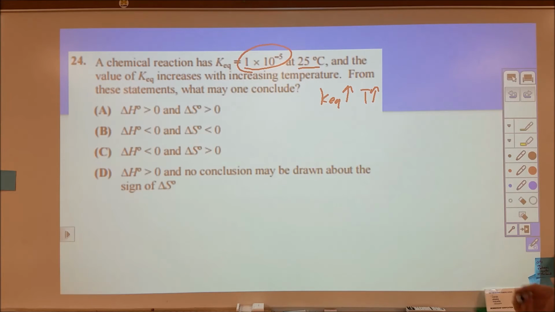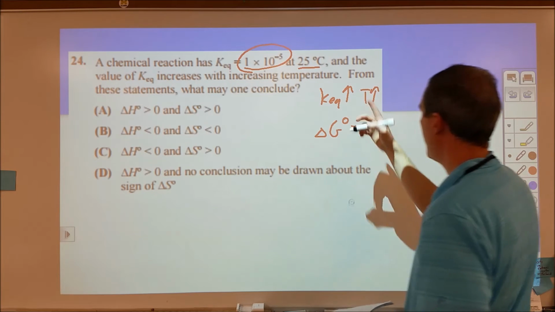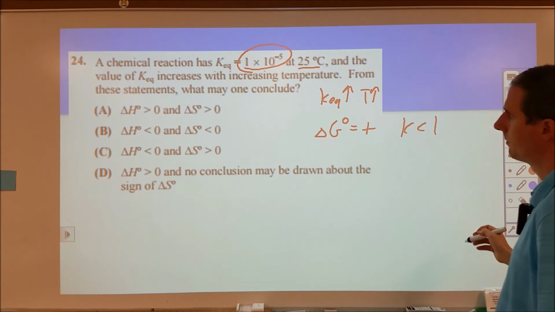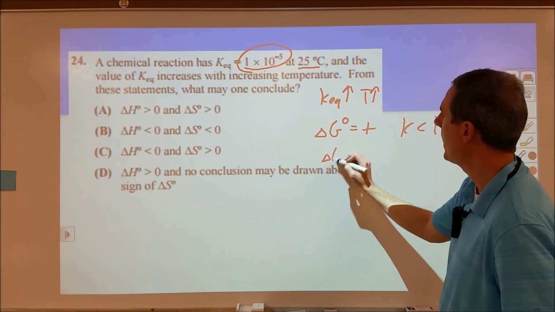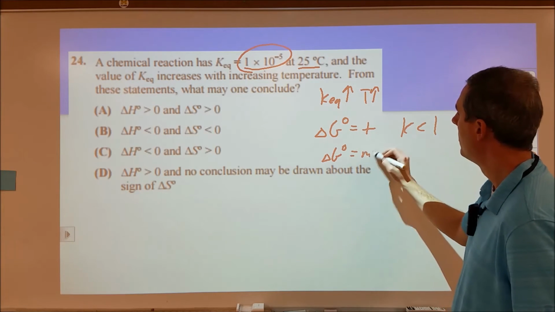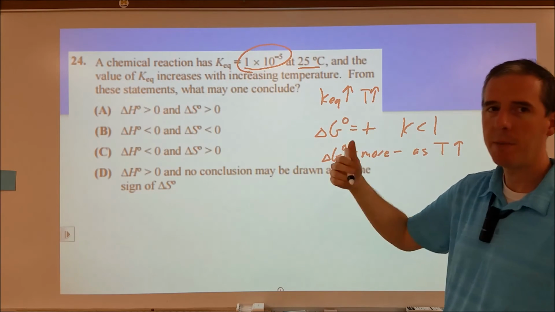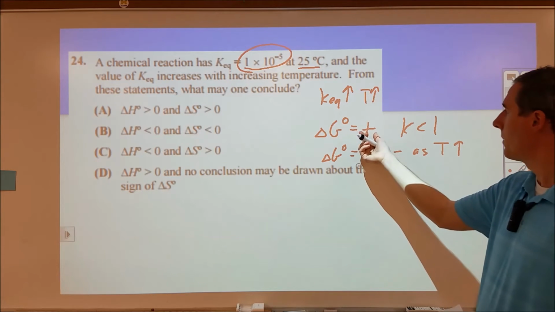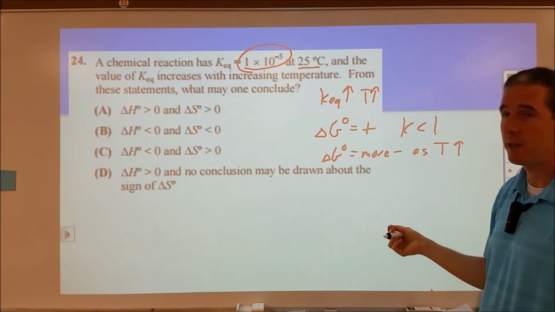So we're looking at thermodynamic information, enthalpy and entropy. So the first thing I would state is we know delta G is positive at standard temperature because our K is less than 1. So that's what we know. And then we also know that delta G naught becomes more negative as temperature rises, because if K is going up, that means that our delta G value is becoming more negative. And so maybe we don't even reach 0 until we're at really high temperature, but we know this is becoming a smaller and smaller positive value.